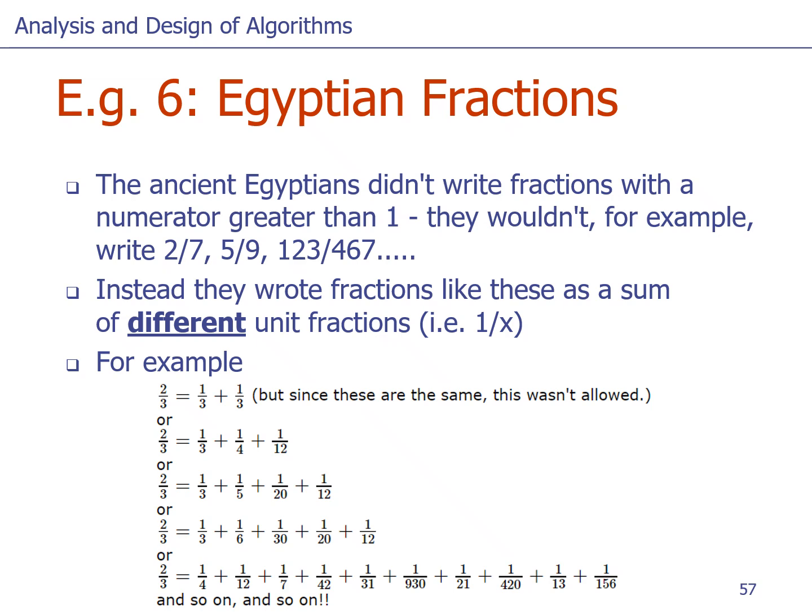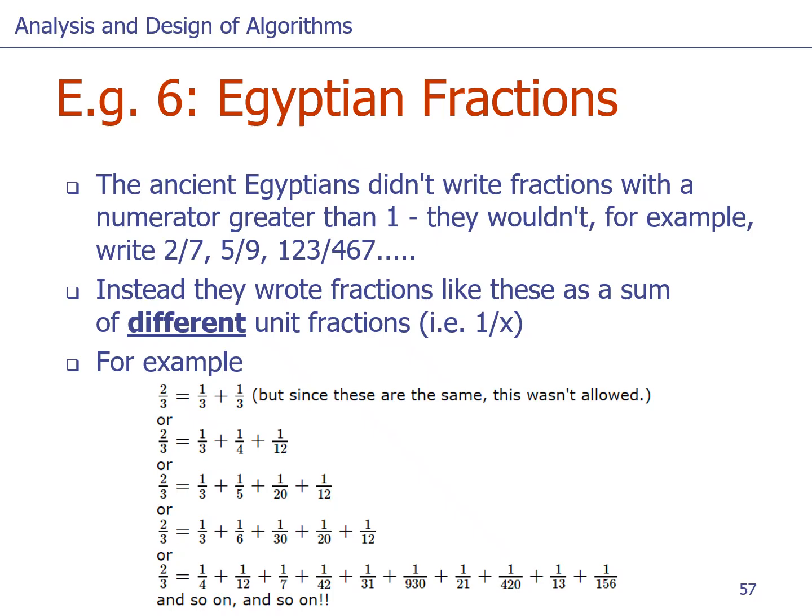Now, ancient Egyptians didn't write fractions with a numerator greater than 1. They wouldn't, simply. They couldn't imagine how to work the math. So they never wrote 2/7 or 5/9 or 603 divided by 912. Instead, they wrote all their fractions as a sum of unit fractions.